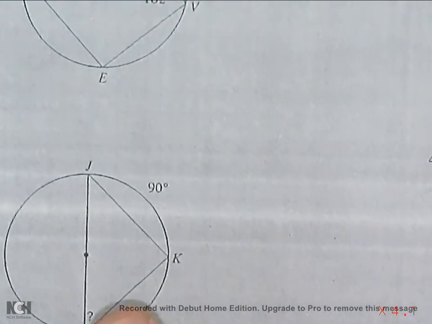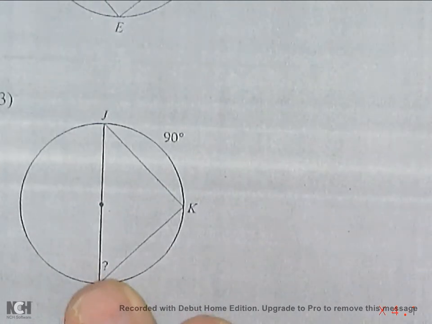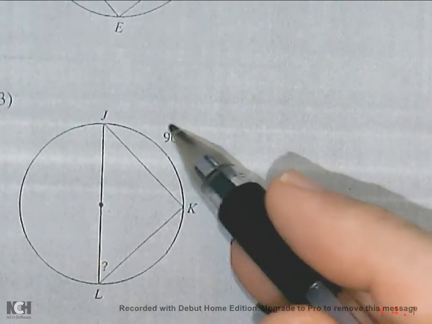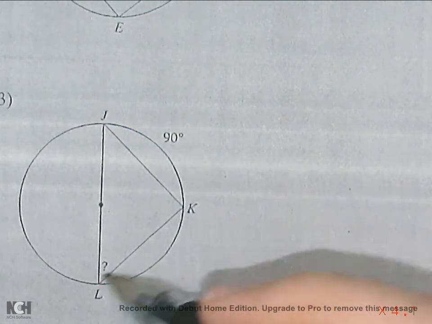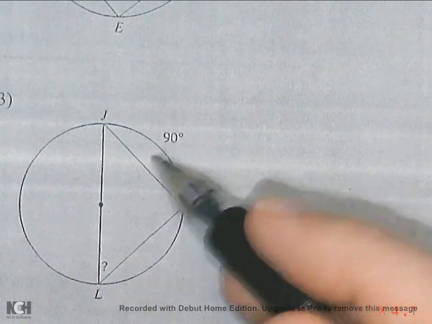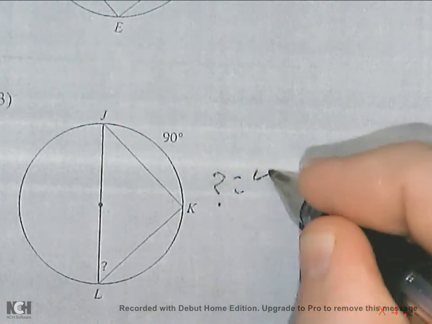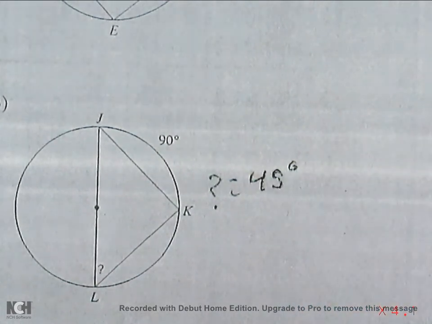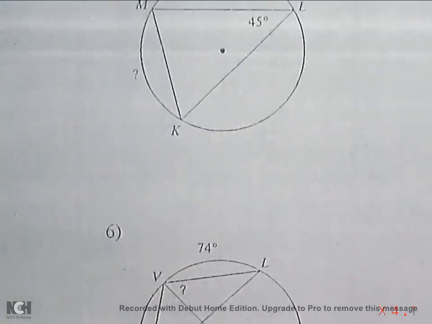Let's try this one. Number 3. This angle is what it wants me to figure out. It tells me the arc that is opposite it is 90 degrees. So again, the arc is double what that angle would be. So if I cut that in half, the question mark would have to equal 45 degrees, right? Pretty tough so far.